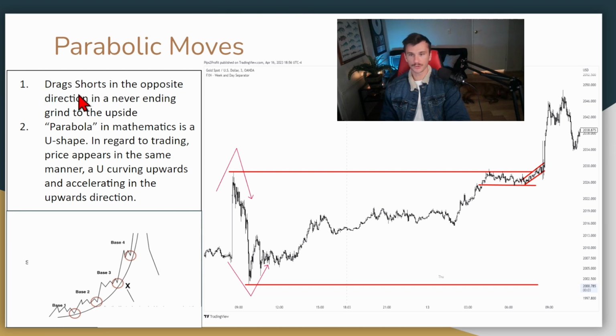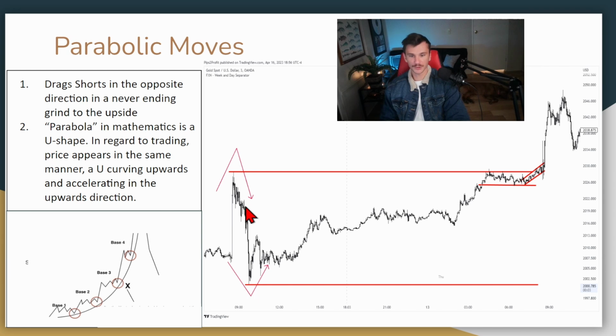Some of the things that I have on this slide that are important. Parabolic moves are dragging shorts in the opposite direction. Thinking about it, they're squeezing people out. They'll make the market appear to be going back down, and then it just won't. And it'll just keep on dragging and dragging and dragging. And then all of a sudden, boom, there goes your whole account because you kept on adding into a loser. A parabola in mathematics is a U shape. Like I said, no mathematician, but you just Google the word and that's what comes up. But in regards to trading, price appears in the same manner, a U curving upwards and accelerating in the upwards direction.